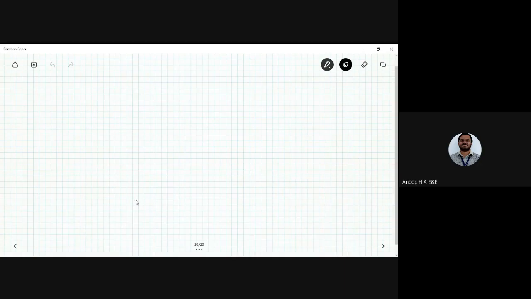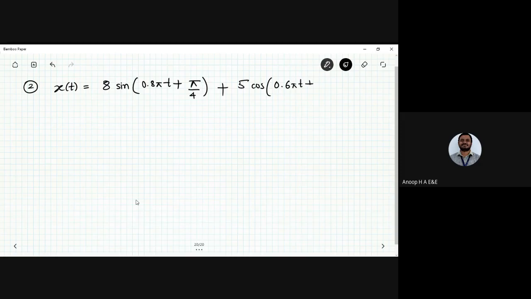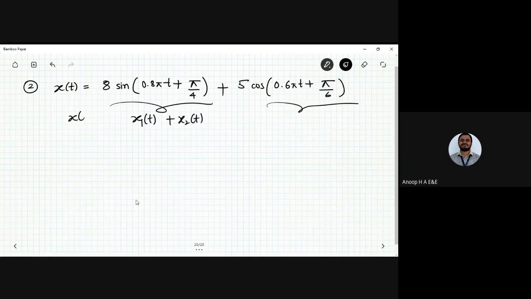So next one, let me take it as x of t. It is a continuous time signal: 8 sine of 0.8 pi t plus pi by 4, plus pi times cos of 0.6 pi t plus pi by 6. If you observe carefully, this is x1 of t, this is x2 of t, and x1 of t plus x2 of t is x of t.